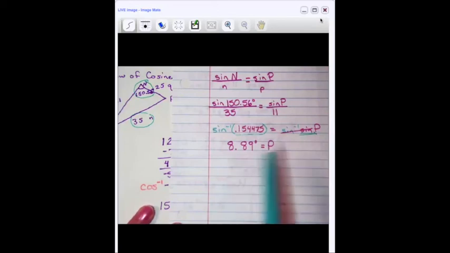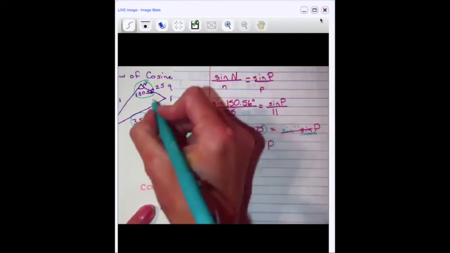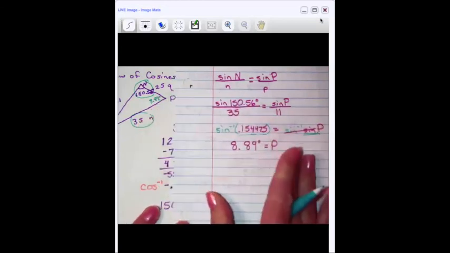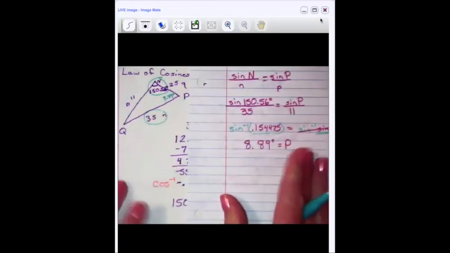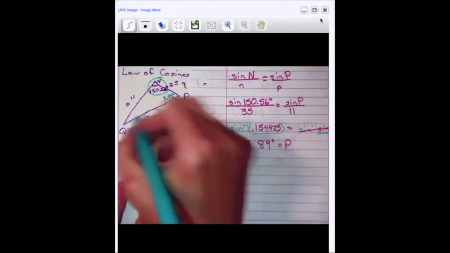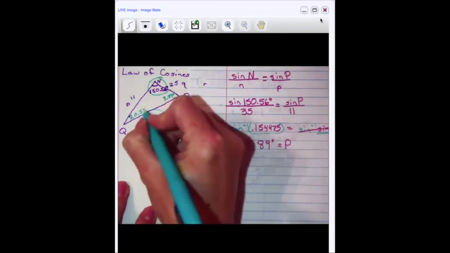Now, I have two pieces. I have two of my angles. So this angle is 8.89 degrees. If I'm dealing with a triangle, all three of these angles have to add up to give me 180. So using what I know about triangles, I know that this final angle is going to be 20.55 degrees.